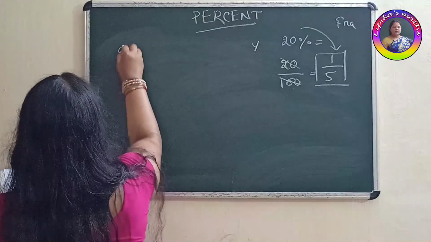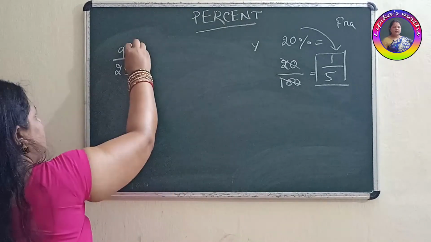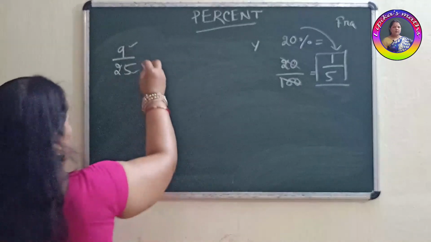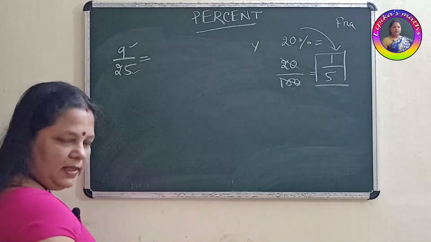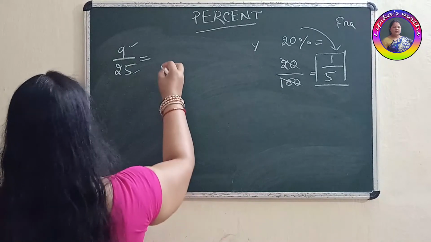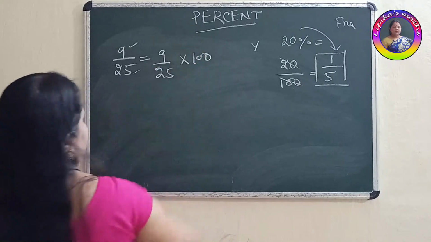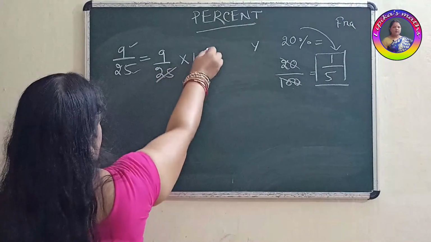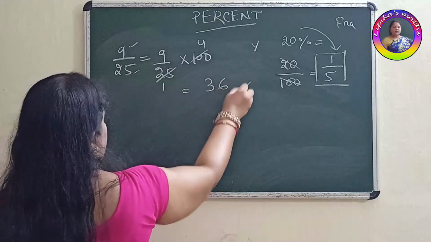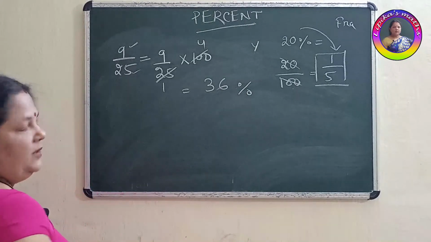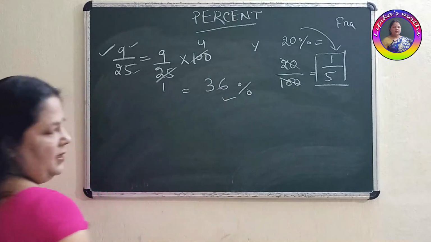Suppose one question is given, 9 by 25. Children, you can see here, this is a fraction, this is the numerator, this is the denominator, and we are going to change it into a percentage. Then what is the formula? You need to multiply by 100. Clear? Then you can simplify here. 25 ones are 25, 25 fours are 100, then 9 fours are 36. Clear? The question was in fraction, and we got percentage here.